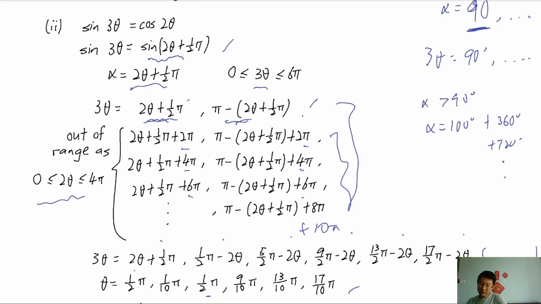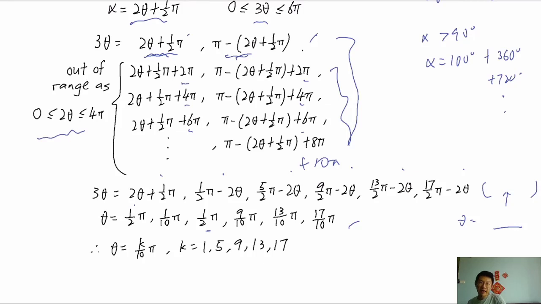Okay, so with this we can get this set of values, where theta is k over 10 pi, where k is from 1 to 17. So this is how we solve this question. Later you can have a look at it and try to understand what happened behind that, but just try not to confuse yourself. Just treat alpha as any angle that we usually use in solving, and then we just work from there.